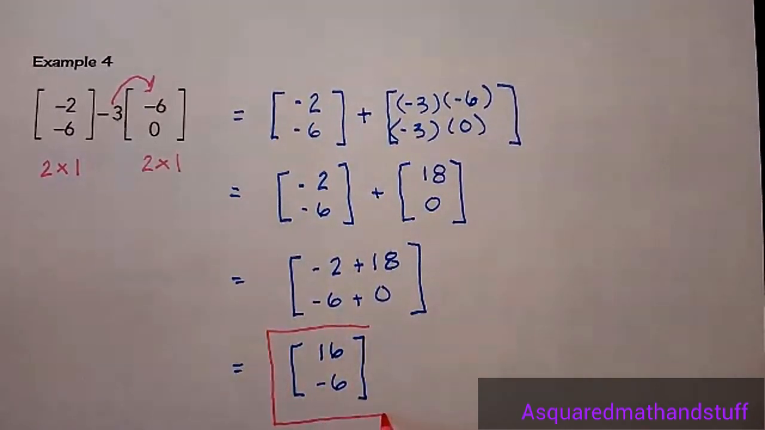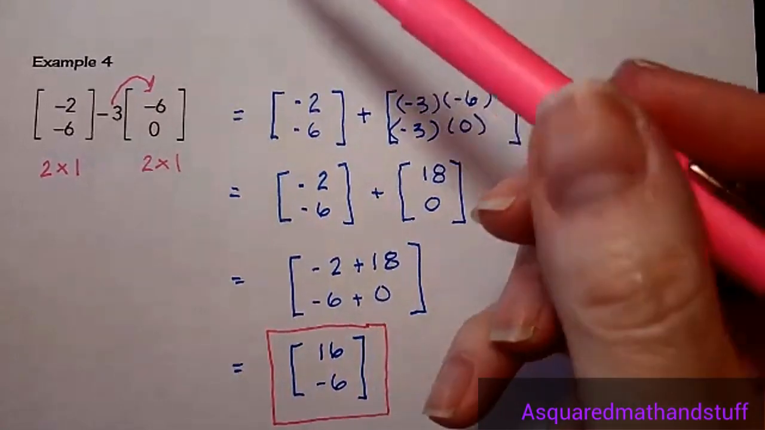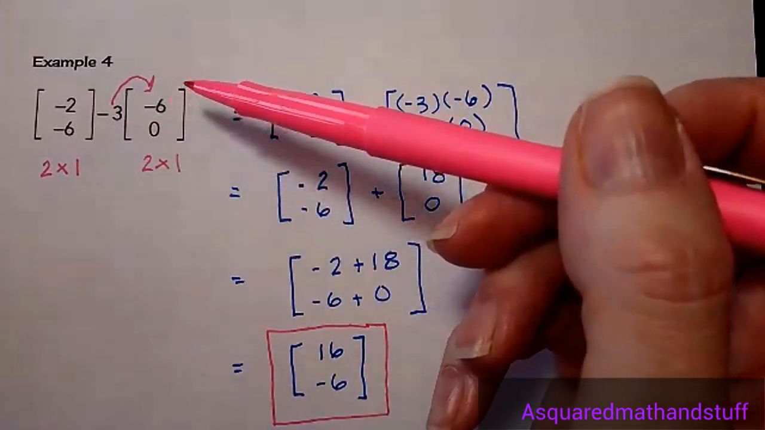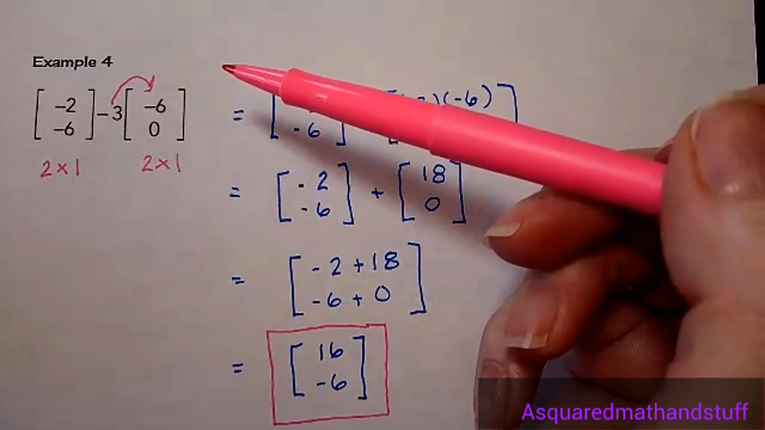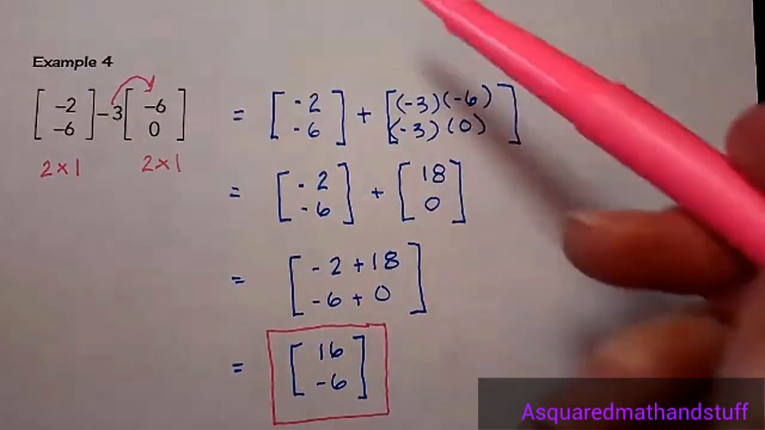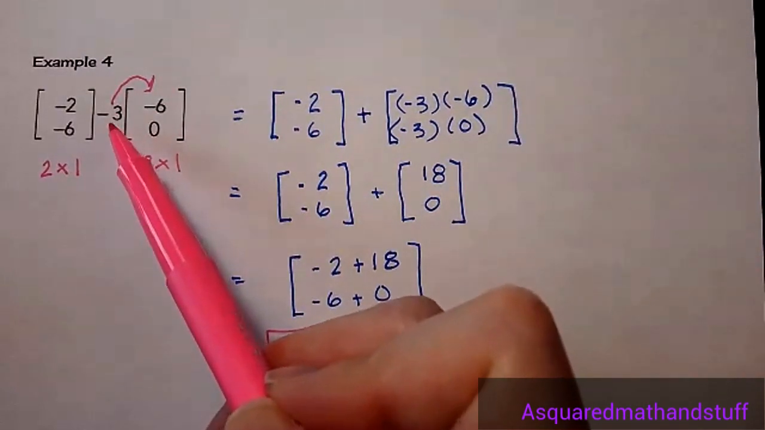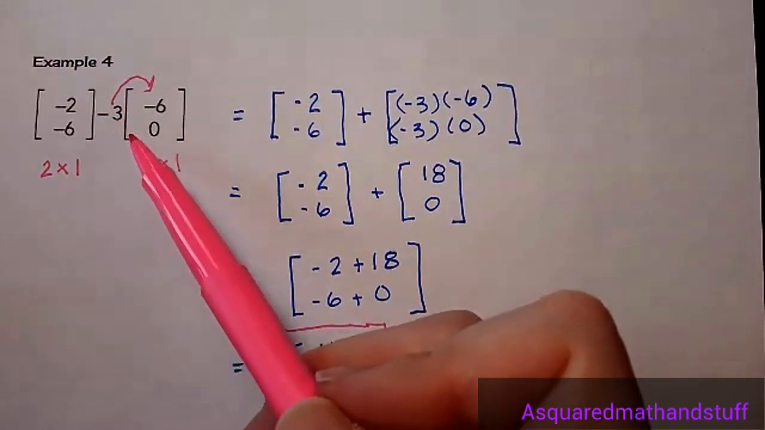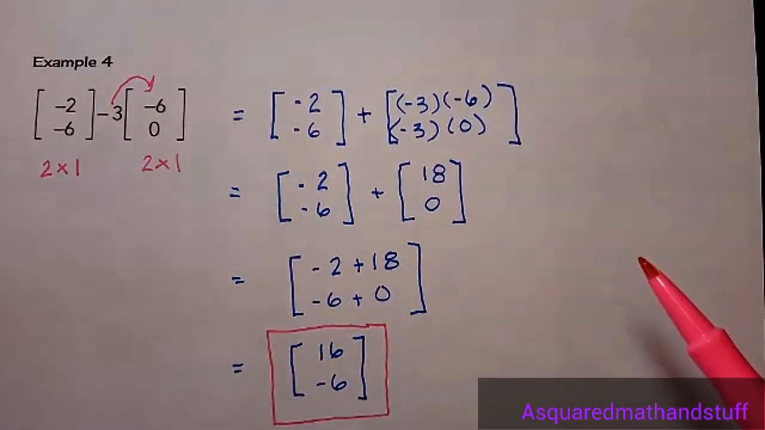When you are given multiple matrices and different things going on, you still have to follow the order of operations that we've learned in the past that you've applied to algebra. So again, we multiplied the 3 through because this is multiplication, and multiplication comes before your addition or subtraction.